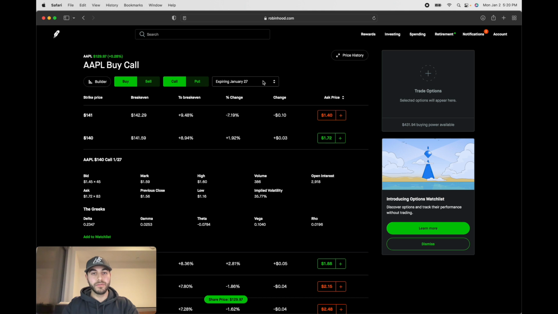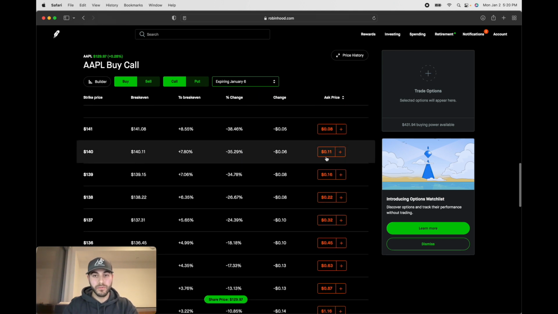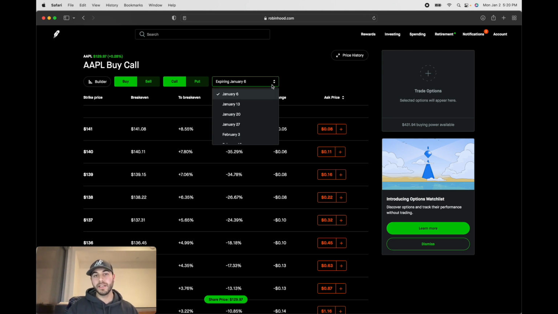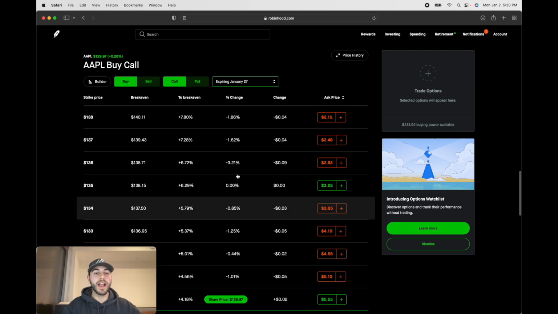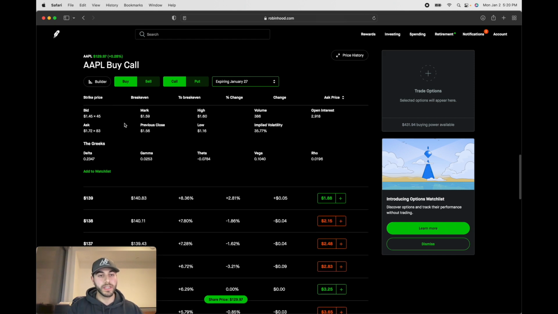Now keep in mind, if you were to choose, for example, January 6th, so you see how this option contract is 1.72, and we'll explain how much this is. Say you go to January 6th, you're going to see that that same option, which is 140, is only 0.11. Notice that the price is significantly less, but that's because this contract expires this week versus this contract expires at the end of the month. So what does this mean for your premium? The option premium is so much more expensive for January 27th because now you have about 25 more trading days in order for the stock to reach the price you're looking at.